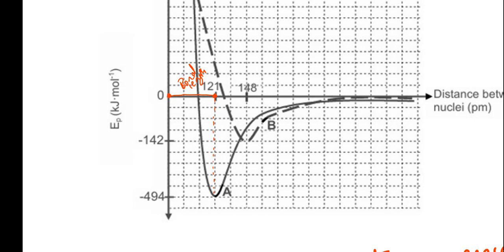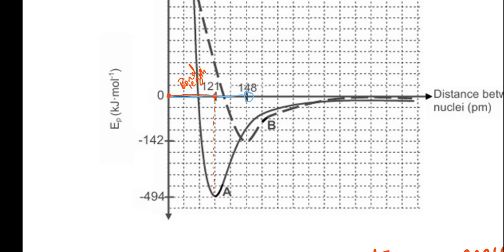Now, what is the bond length for B? Look at the bond length for B. Which one is greater between the bond length of A and the bond length of B? Which one do you think is greater then? Right, the bond length for B is greater.